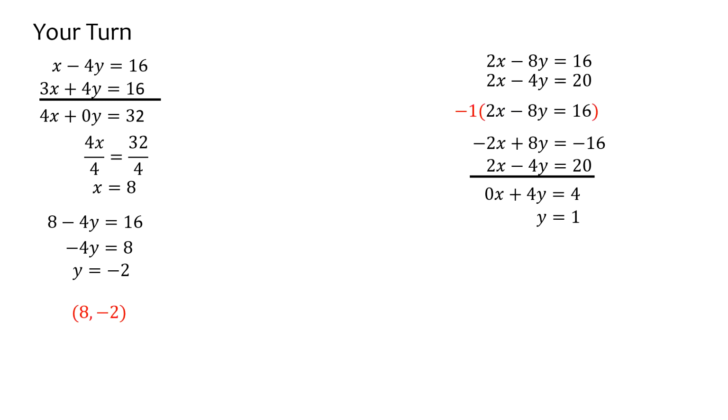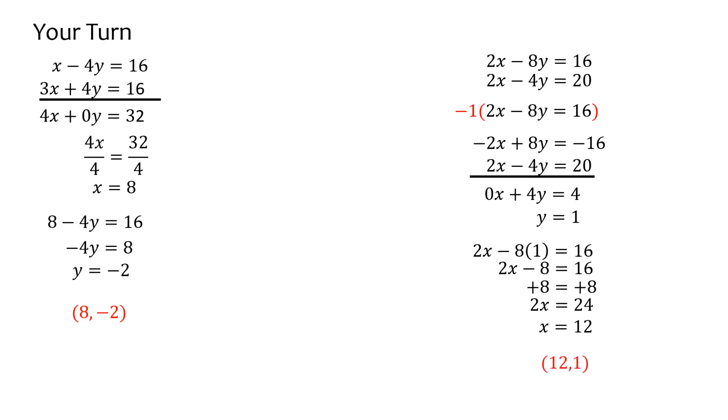We plug that back into either of the equations. Again, I picked the first one. So we end up with 2x minus 8 equals 16. Added 8 to both sides, 2x equaled 24, so my x value should be 12. So our answer there is going to be 12, 1.